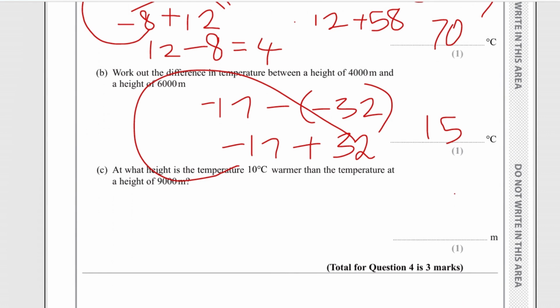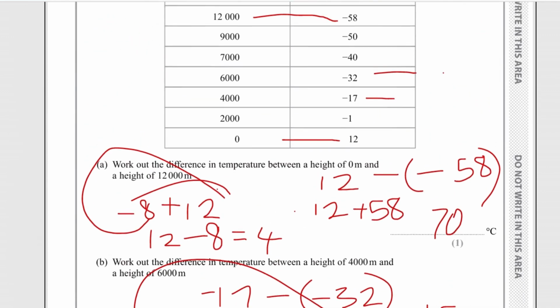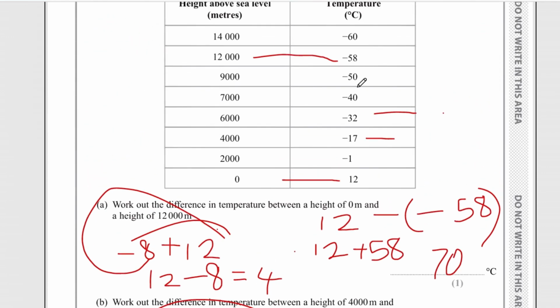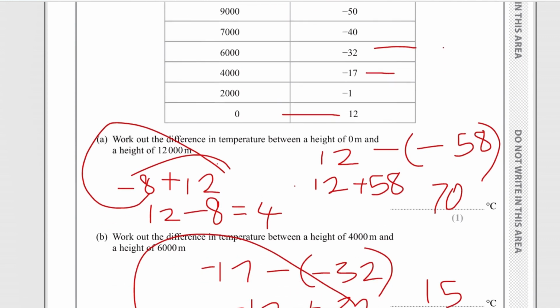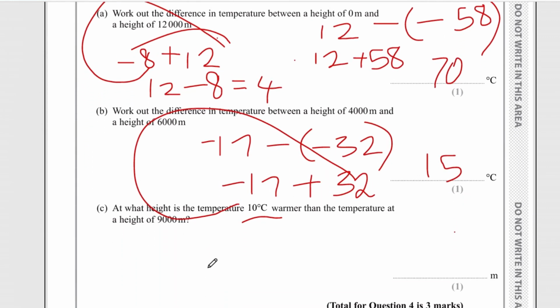Then we go to the next one. At what height is 10 degrees Celsius warmer than the temperature at the height of 9,000 meters? Okay, at the height of 9,000 meters, we have negative 50, right? Okay, now they said 10 degrees warmer. So negative 50 plus 10. Negative 50 plus 10, and that will give us negative 40. So you have negative 40 right here.